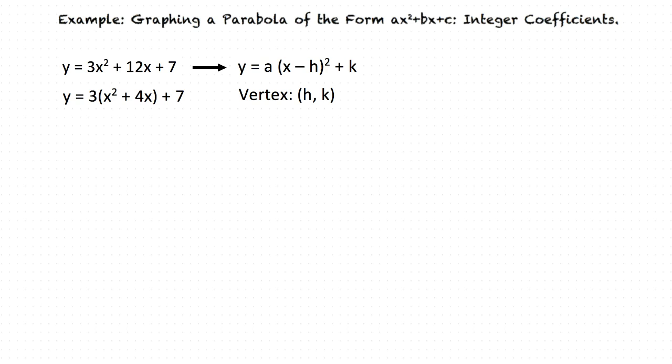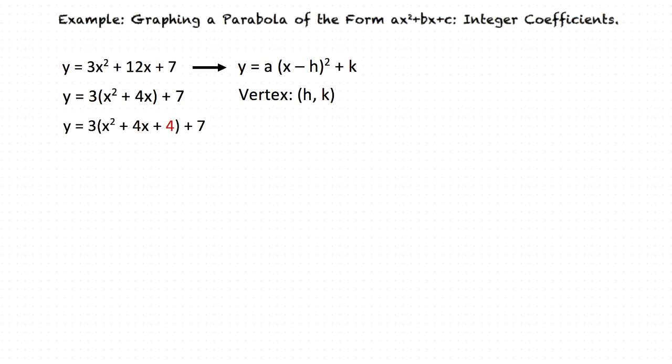We can do this by dividing the lead coefficient of our linear term 4x by 2 to get 2. Then we square 2 to get 4. This gives us y equals 3 times x squared plus 4x plus 4 plus 7.